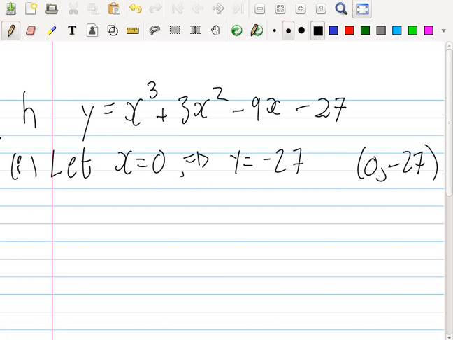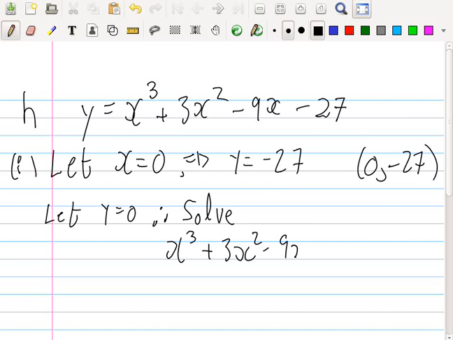Now what are we supposed to do after this? Like y equals 0. Yeah, let y equal 0. So therefore you want to solve x cubed plus 3x squared minus 9x minus 27 equals 0.